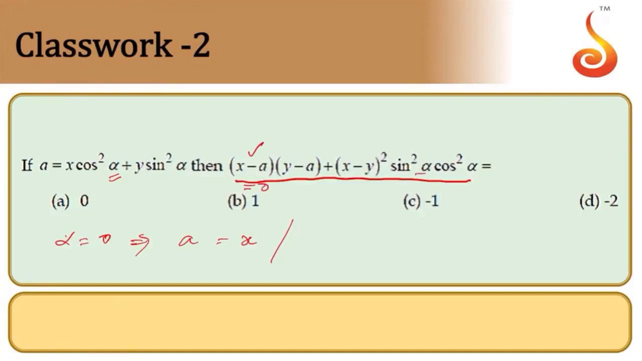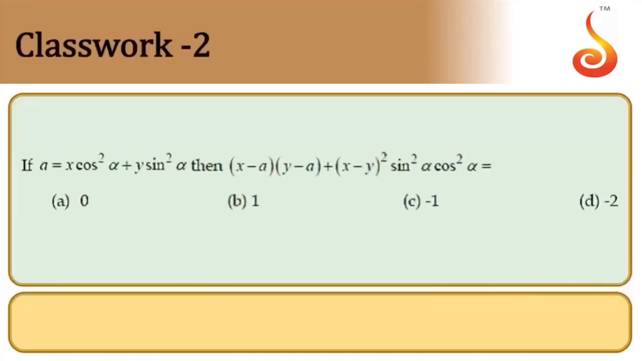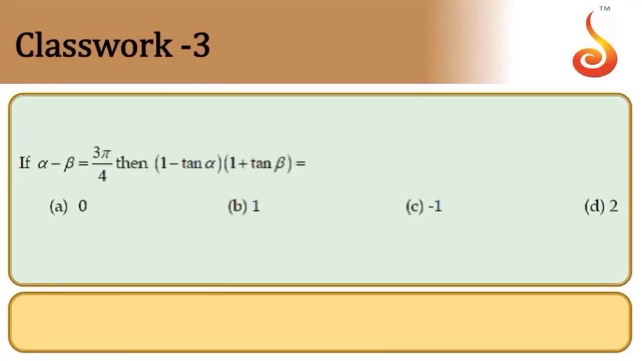And sine alpha is equal to 0. So the entire product is 0 here and the entire product is also 0. So the entire answer will be equal to 0. Therefore the answer for this problem is 0. Let's come to the third problem.